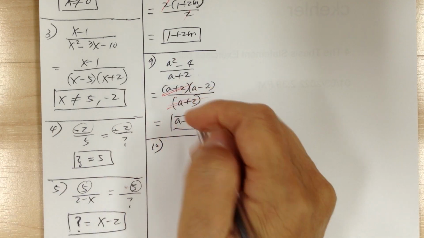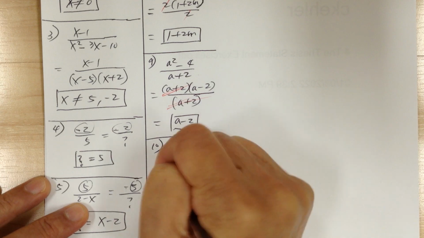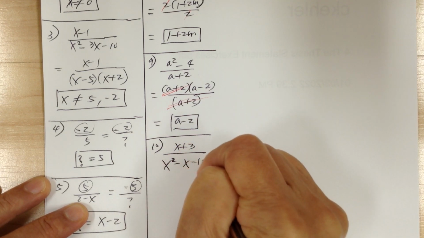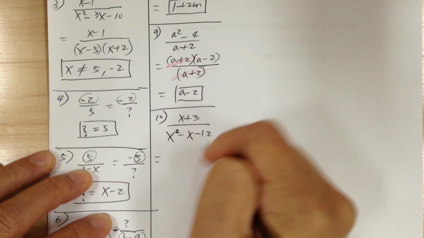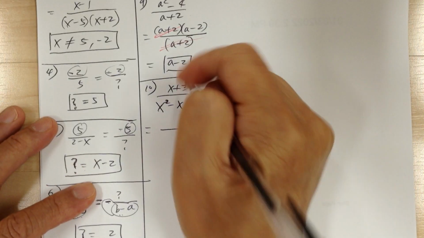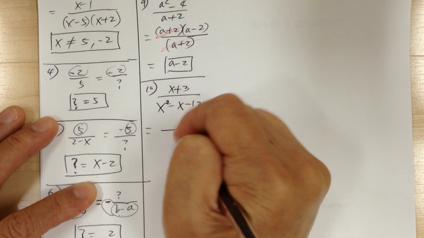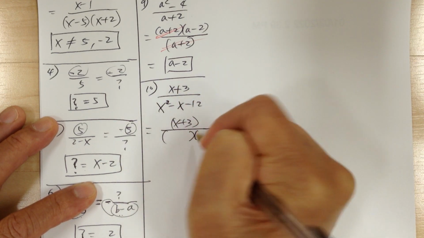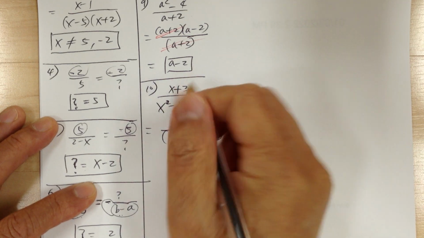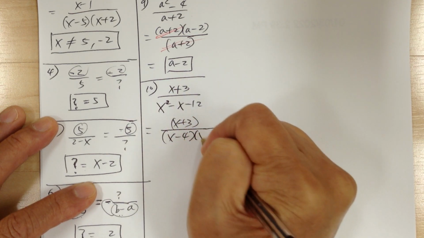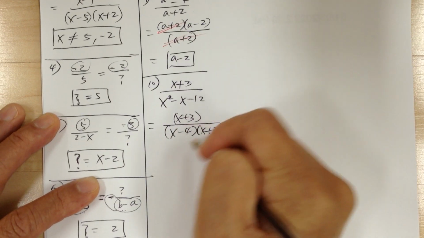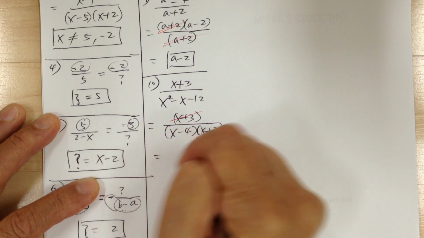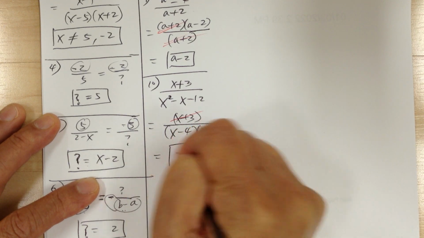Okay, number 10, you have x plus 3 over x squared minus x minus 12. So you've got to factor before you can cancel anything out. As soon as you see addition, subtraction, think about factoring. So use your master product. So step 1, step 2, so this is step 4. So it'd be x minus 4, x plus 3. Okay, so x plus 3 cancels out. So your answer would be 1 over x minus 4.